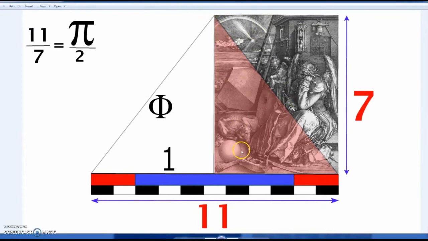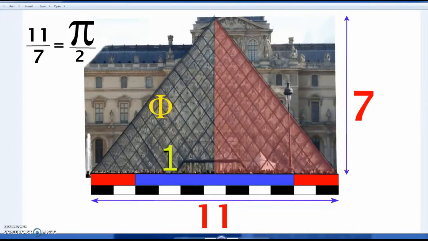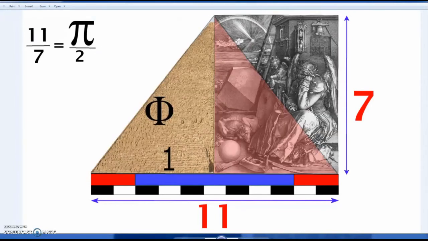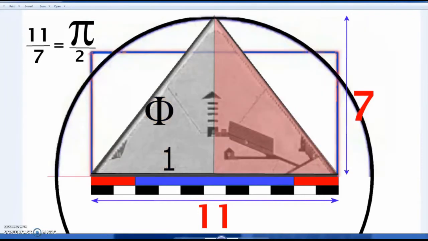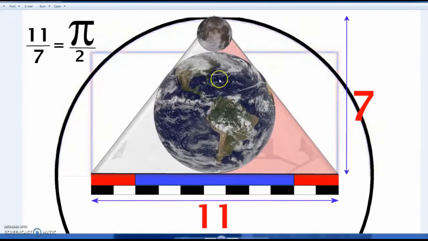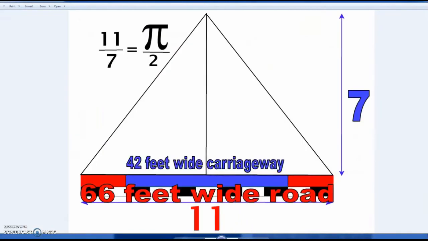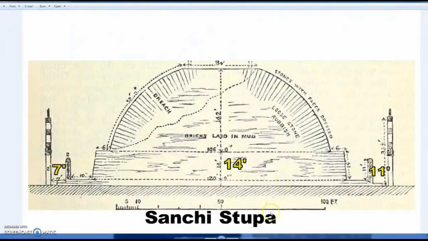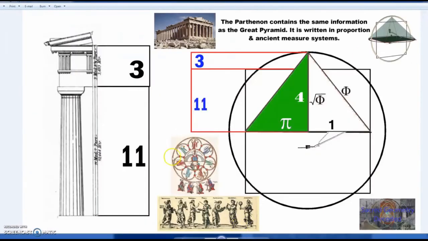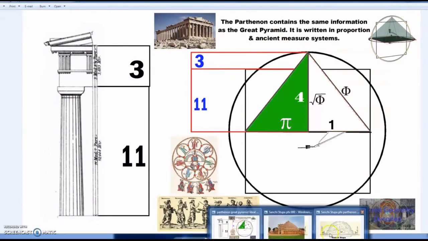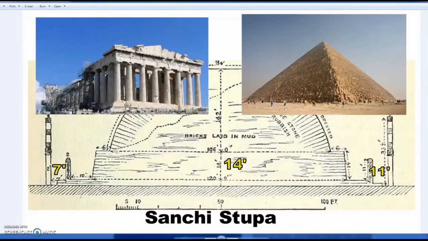Now, for instance, Melencolia I by Albrecht Dürer, that's one example. Cloud Gate in Chicago, the Louvre Pyramid, these are all based on the Great Pyramid proportions, and it's just one of these things in plain sight. Of course, the Earth and the Moon. Now, again, if you were to turn that sideways, that would also give you other information. Now, back to Sanchi. And so, essentially, what we have, the Parthenon columns, 3 to 11 or 11 to 14 ratio, same as in the Great Pyramid, and also in Sanchi Stupa.